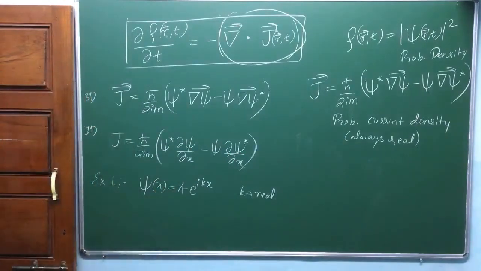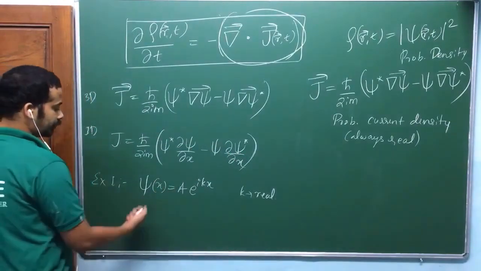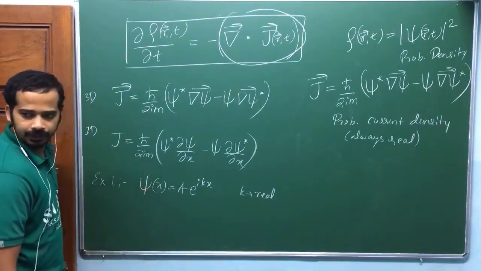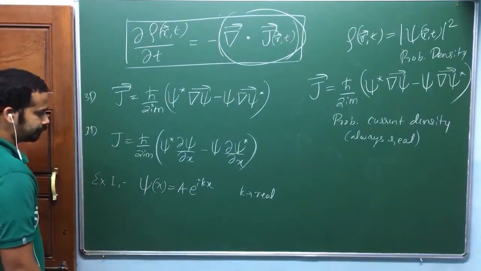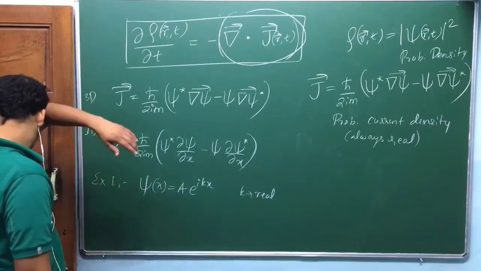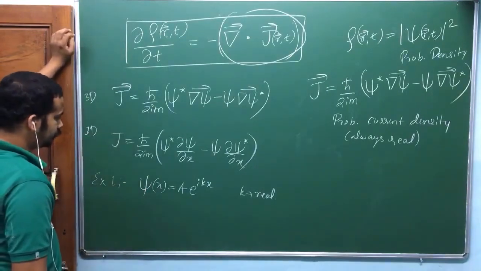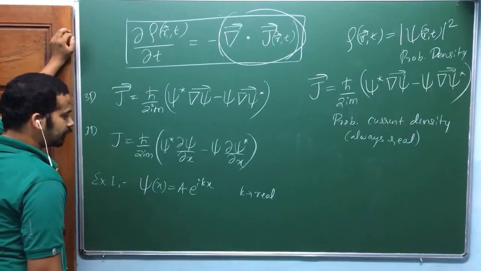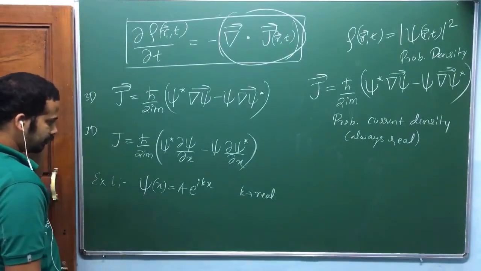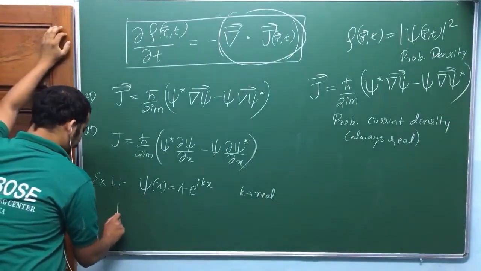Is that okay? Now find the probability current density for this state. Yeah, speak out. Sir, your imaginary parts are included, but in case of probability current density... Yeah, wait a second, we shall see. That's a good question. We shall see what would happen.